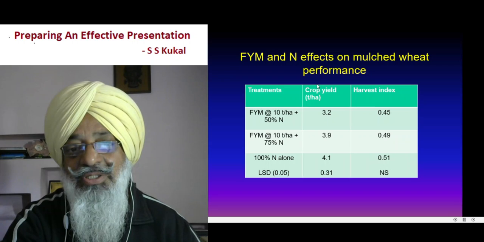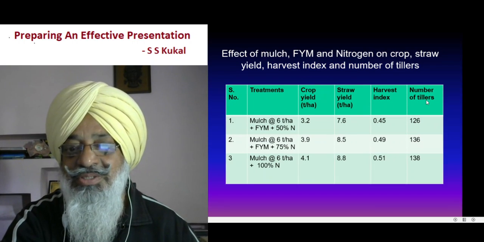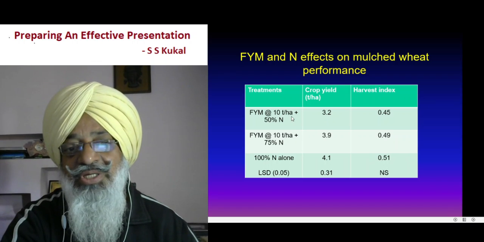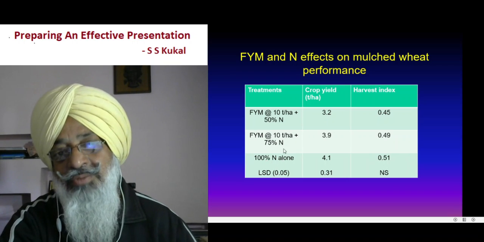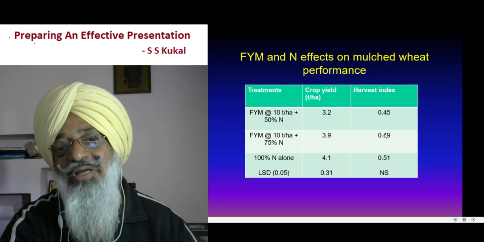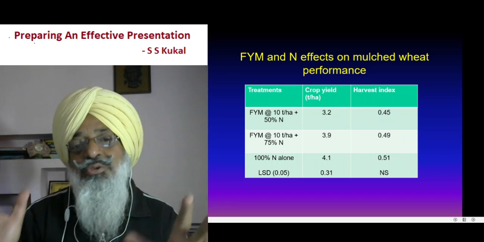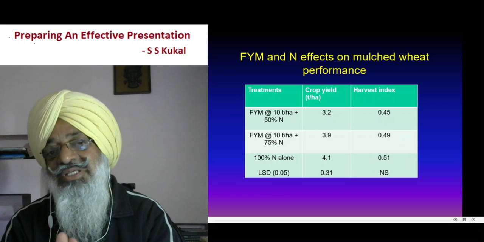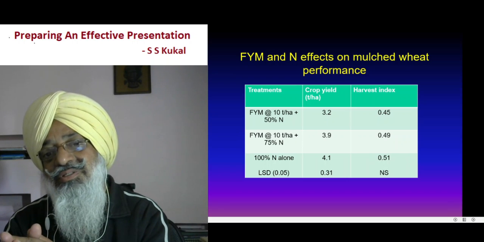Why write everything: crop yield, straw yield, harvest index, number of tillers? And then treatments. Here we have farmyard manure 10 ton per hectare plus 50% nitrogen. Here 75% nitrogen. Here 100% nitrogen alone. Now these are the treatments. Crop yield, harvest index. Very simple thing, because you don't have to write too much. You have to give an idea. This treatment gives us best yield, and best yield is because of the harvest index.